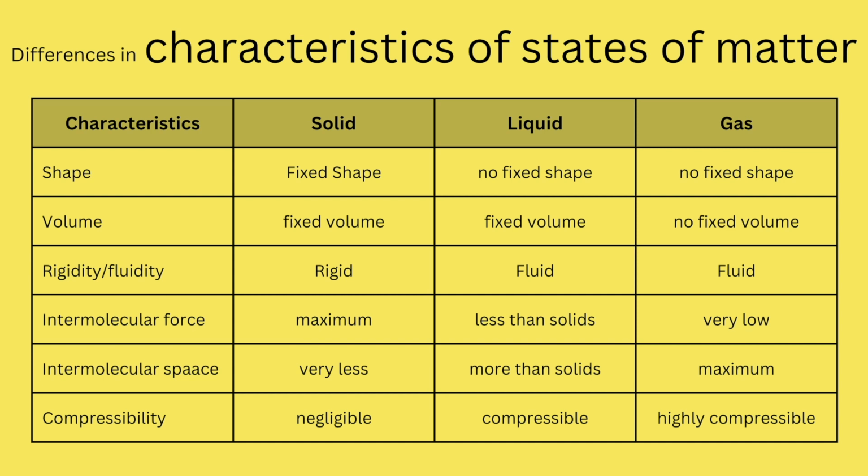So coming to the characteristics of matter, we have three states of matter: solid, liquid and gas, and we are going to compare these three states based on these characteristics. The first characteristic is shape. Solids, as we know, have a fixed shape. Liquids don't have a fixed shape, they take the shape of the container. And gas also has no fixed shape.